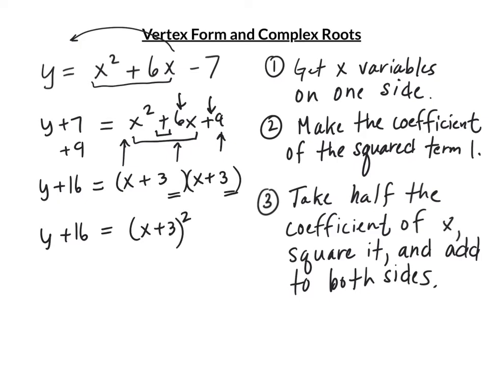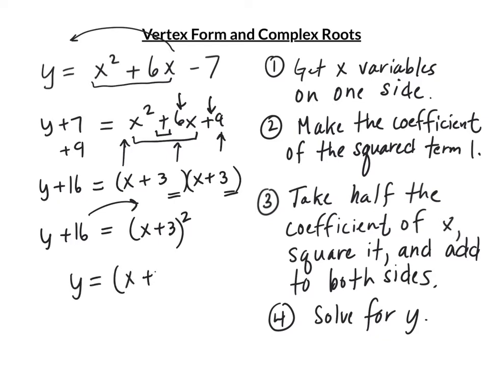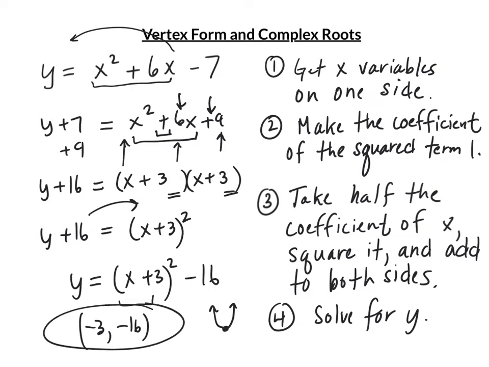And the last step is solve for y. Move that 16 back to the other side to get y by itself. Subtract 16 and y will equal x plus 3 quantity squared minus 16. The vertex in this case, this is an upright parabola. Reminder, if there's a negative in front, that reflects it over the x-axis. This is the smallest y value you can get out of this equation, which is when x is negative 3, because that makes this 0. Negative 3 for x. When I plug in negative 3 and I add 3, I get 0. Squared would be 0, and y would be negative 16. The vertex is negative 3, negative 16.